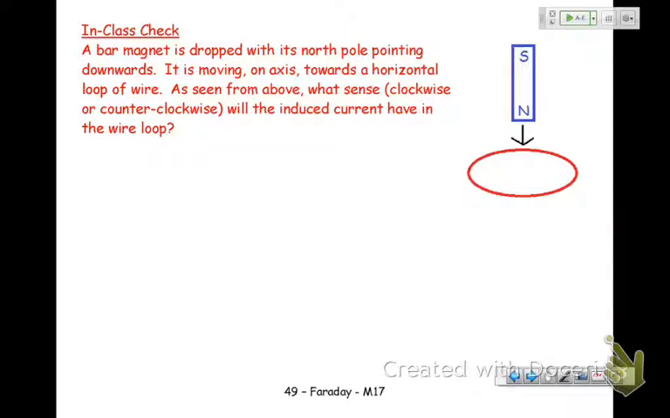A bar magnet is dropped with its north pole pointing downwards. It is moving on axis towards the horizontal loop of wire, as seen from above. As seen from above, what sense, clockwise or counterclockwise, will the induced current have in the wire loop?